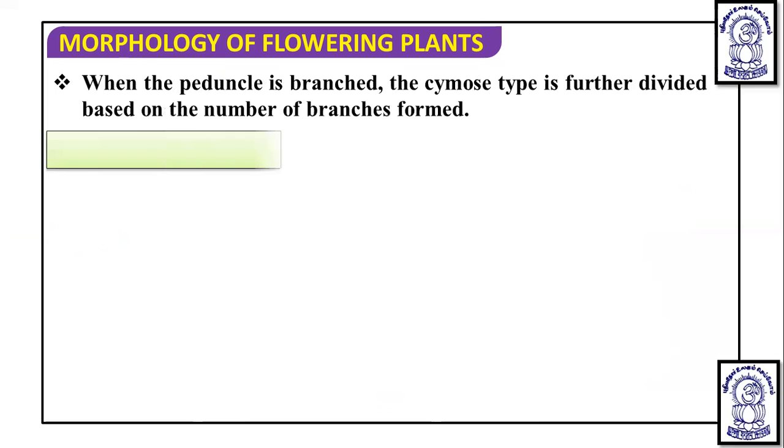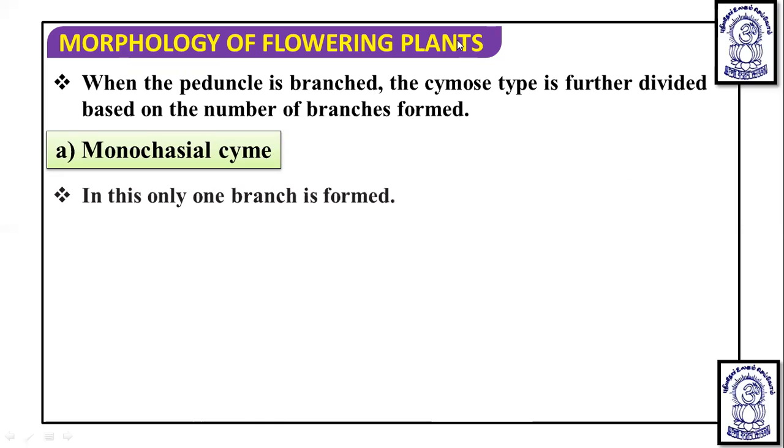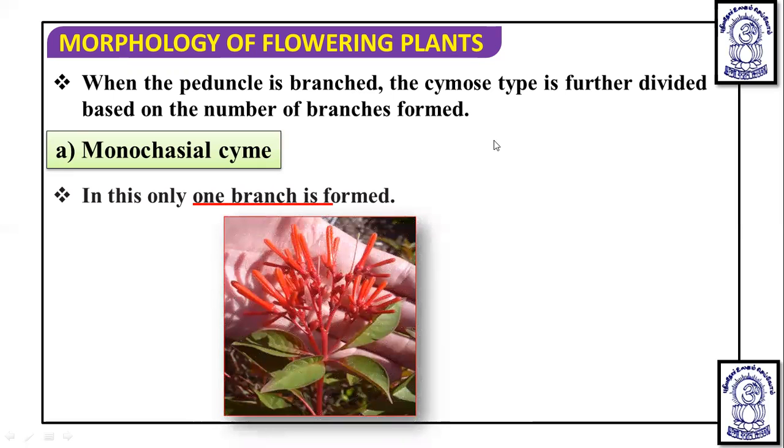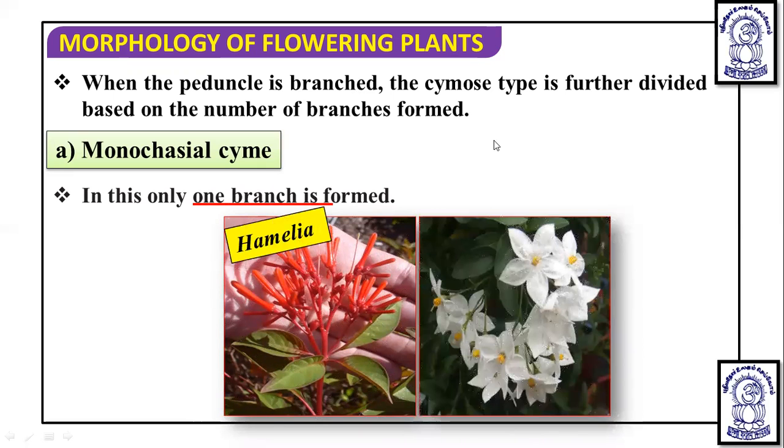When the peduncle is branched, the cymose type of inflorescence is further divided into three types based on the number of branches they form. The first type is monochasial cyme, and in monochasial cyme, you will see that only one branch is formed. The tip terminates into the flower, and only one branch will be formed. So here in Hamelia, you will see, and in case of Solanum, you will see that only one branch is forming, and that one branch terminates into the flower.